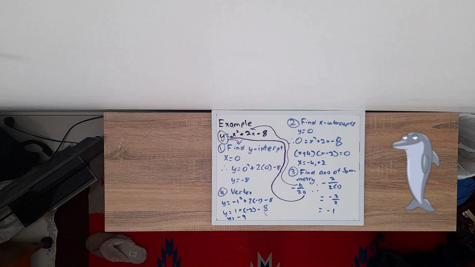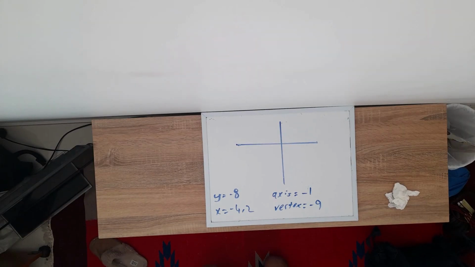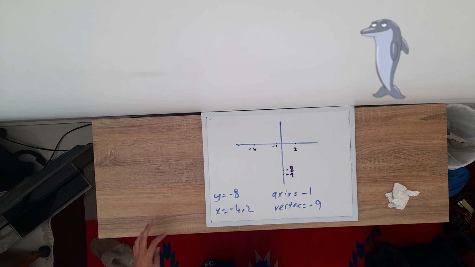Let's draw the parabola now. As you can see, we have our information in our graph. The tissue there is just for wiping the board, so don't worry, it's not dirty. Next, you can see a piece of my hand and our points have been plotted on the graph.